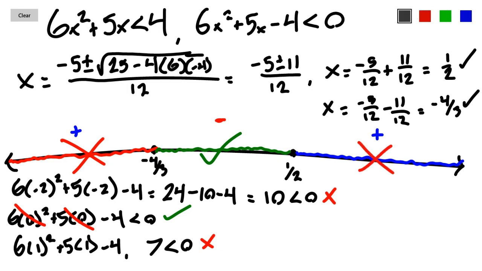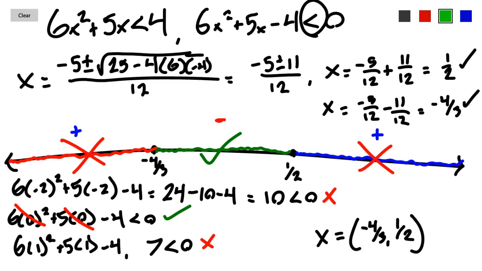So the only values that x can take on are the ones in between negative 4 over 3 and 1/2. So that is my solution. Remember, I'm using strictly less than, so neither of the endpoints are included. Negative 4 over 3 to 1/2, also not included. And this is your answer.